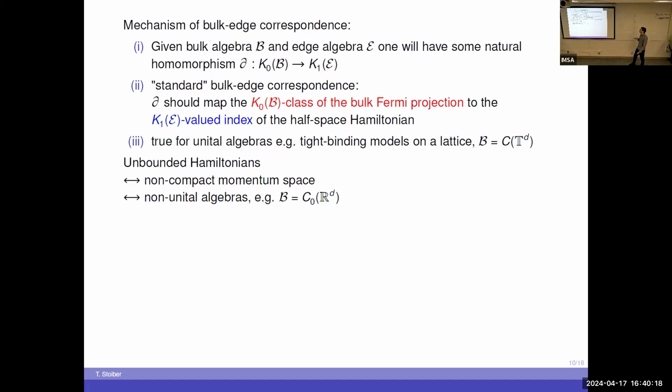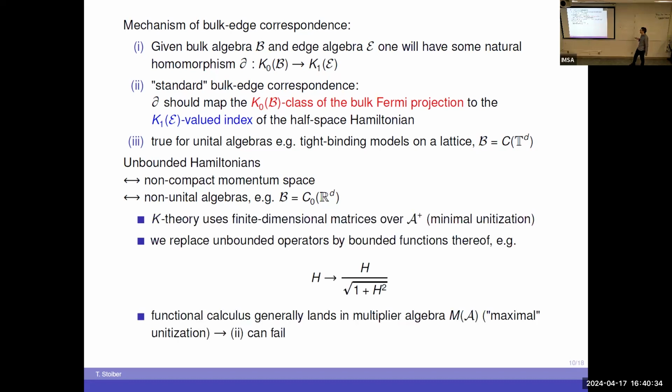But if we go to unbounded Hamiltonians, things become more complicated, because the problem is now we have a non-compact momentum space, R^D, for example, and we use non-unital C-star algebras to accommodate this. And this leads to a very fickle technical problem, which is that K theory is essentially a theory for finite degrees of freedom. So it's based on finite dimensional matrices over a unitization of the algebra. One must be particular and say it's a minimal unitization.